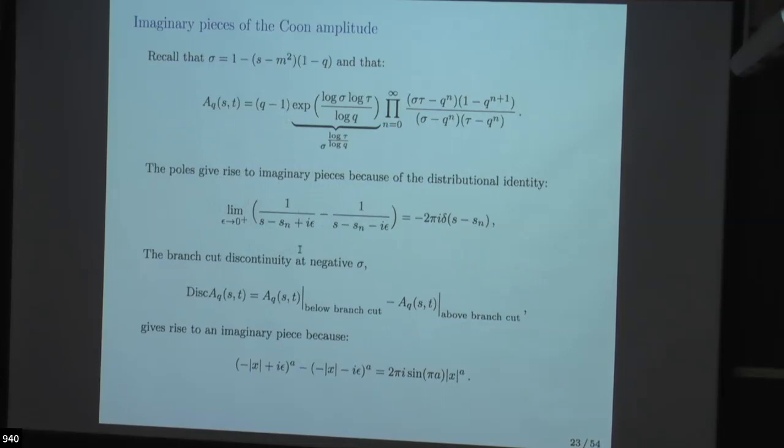Because of the i epsilon prescription, there's this distributional identity, where we get the Dirac delta bound. And then the branch cut discontinuity comes from this prefactor we introduce. Owing to the logarithm, or just like with the square root, once we have something negative raised to a non-integer power, which generically, for generic values of tau, we're going to pick up an imaginary piece.